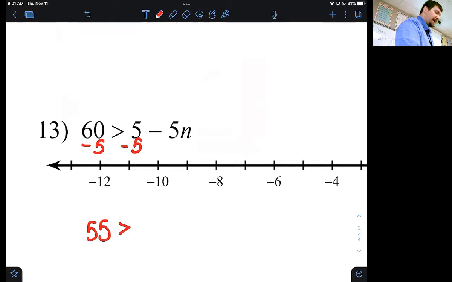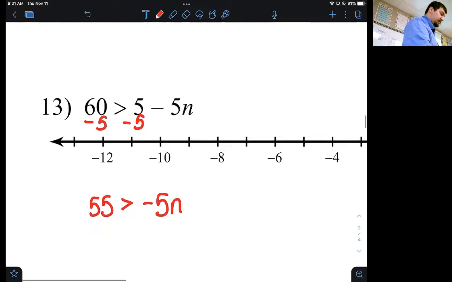Make sure when you copy it down, though, it's a negative 5n. So remember, you should be able to tell if you're going to flip the sign or not before you even start the problem. If there's a negative or a minus sign with your variable term. In this case, you can tell right away, this is a negative 5n. I'm going to have to flip it. And if you couldn't tell then, you can certainly tell now, because the opposite of multiplying by negative 5 is dividing by negative 5, and we are going to have to flip the sign.